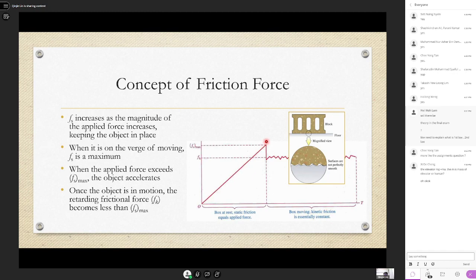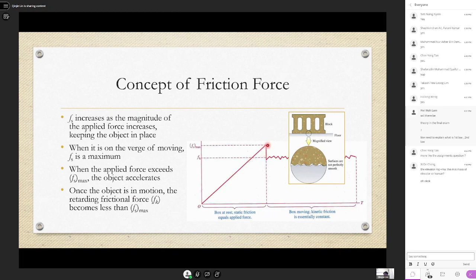Then there will come a time where you will reach the Fs max. This is the point where the friction cannot hold the object in place any longer. When it's on the verge of moving, Fs will reach the maximum. When the applied force exceeds this value, Fs max, the object will start to move. In other words, the object starts to accelerate, because the force that you push overcomes this Fs max already. There will be net force. Net force positive, so the object will start to move. Once the object is in motion, the friction force will change to Fk. We are no longer talking about static anymore, because static is for not moving. After that, it changes to kinetic.